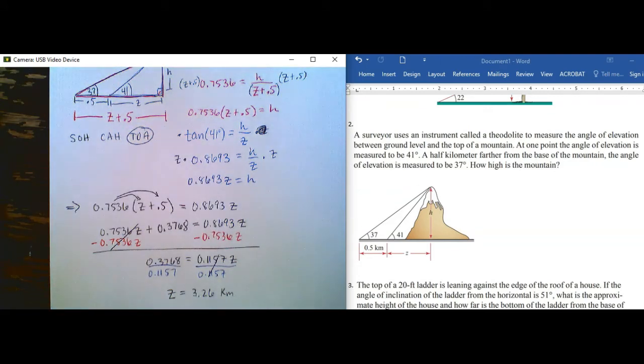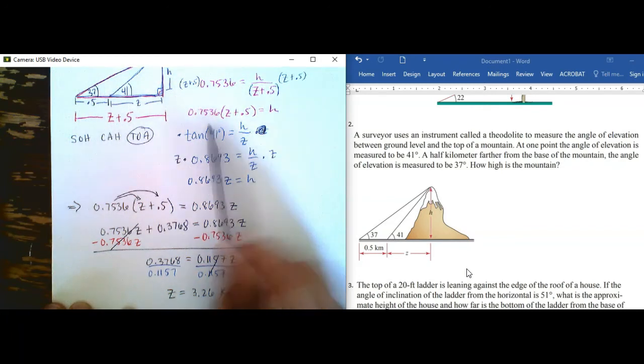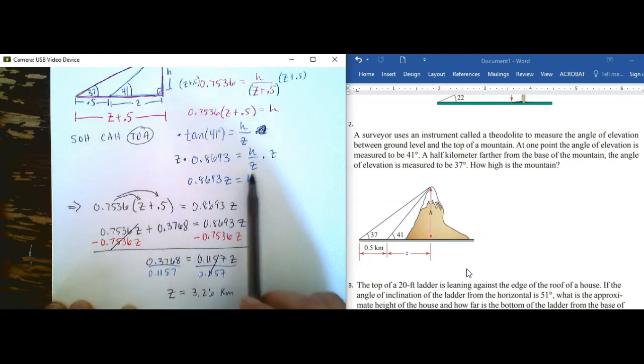Now, is that all we need? Are we looking for z? Well, let's go back to the problem. The problem asked us to find how high is the mountain, right? So we're looking for h, not z, right? So we need to figure out what h is now, and that's pretty simple because we have two expressions involving h and z here, right? So we know that h is equal to 0.8693 times whatever z is, or h is equal to 0.7536 times z plus 0.5. Either of these can find h for us.